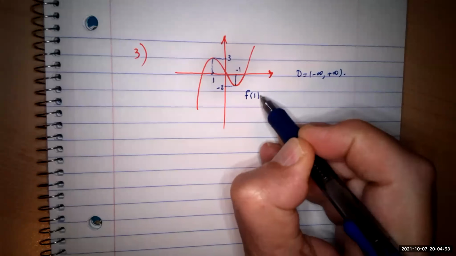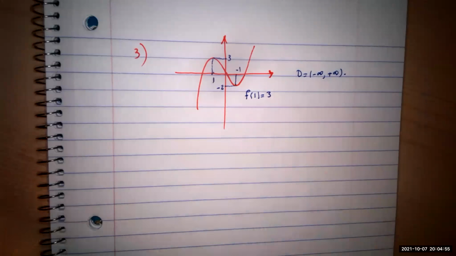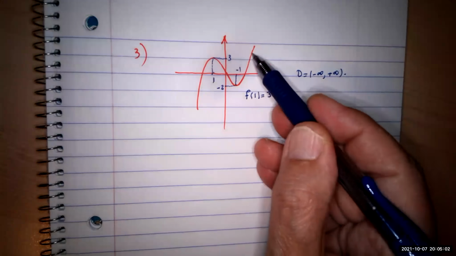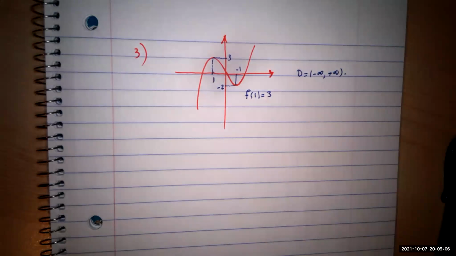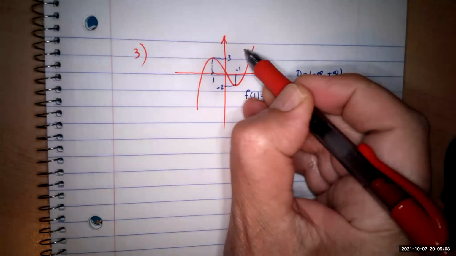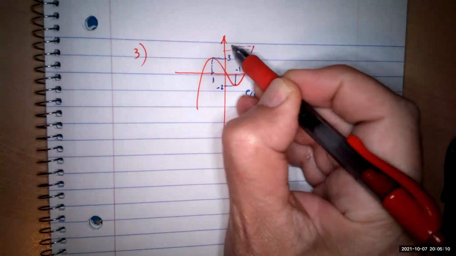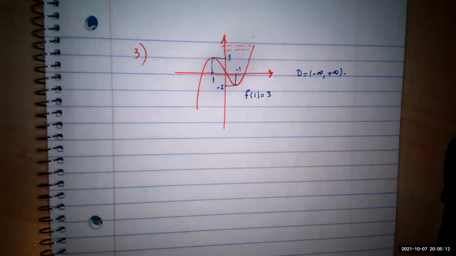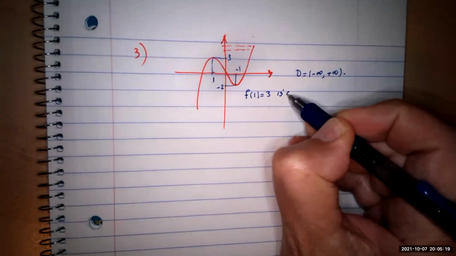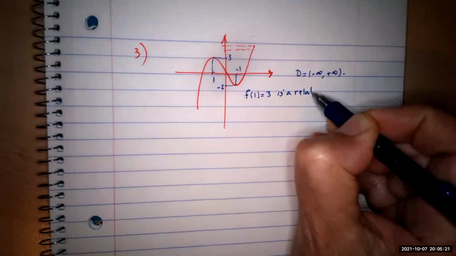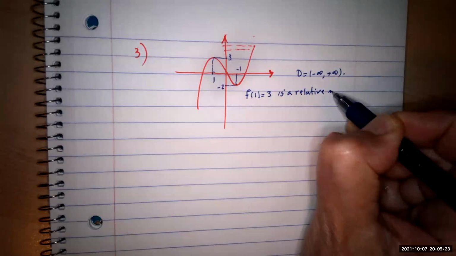f of 1 equal to 3 is a maximum, but it is not an absolute maximum, because this function goes up and up forever. If you pick a number here, you are going to have something bigger than 3, bigger than 3. So yes, f of 1 equal to 3 is a maximum, but it is a relative maximum.